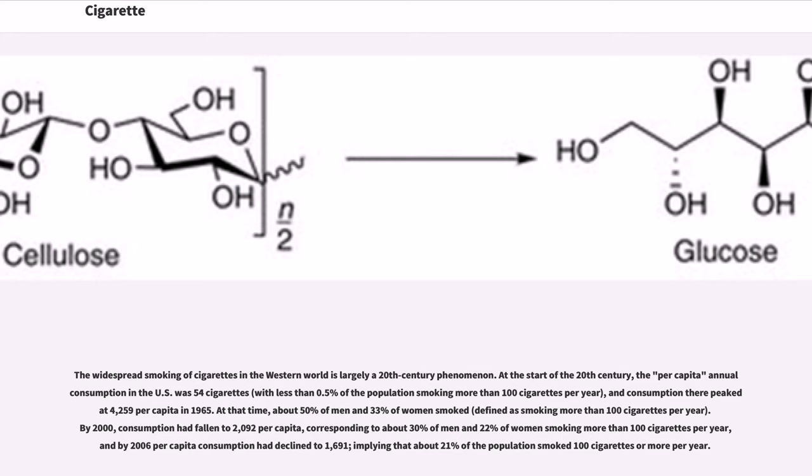At the start of the 20th century, the per capita annual consumption in the U.S. was 54 cigarettes, and consumption there peaked at 4,259 per capita in 1965. At that time, about 50% of men and 33% of women smoked. By 2000, consumption had fallen to 2,092 per capita, corresponding to about 30% of men and 22% of women smoking more than 100 cigarettes per year, and by 2006 per capita consumption had declined to 1,691, implying that about 21% of the population smoked 100 cigarettes or more per year.